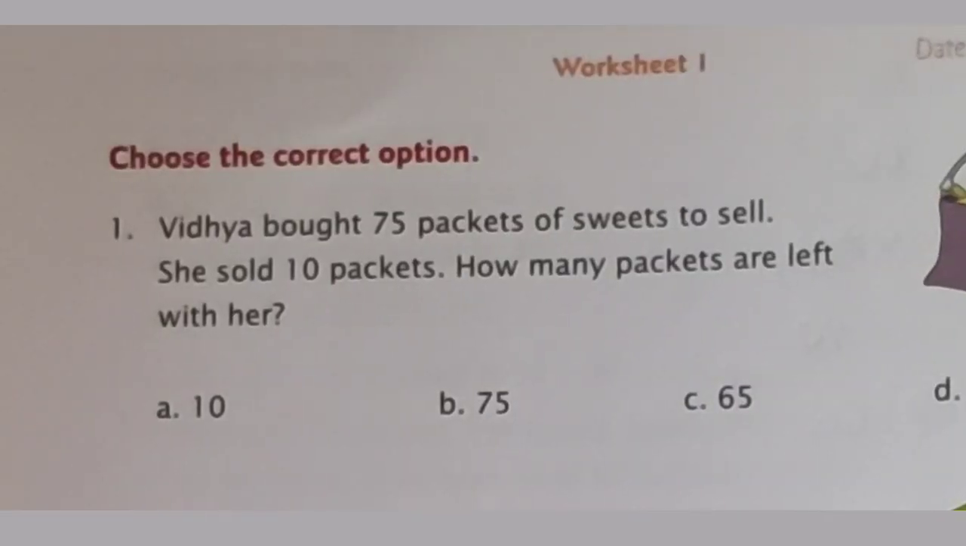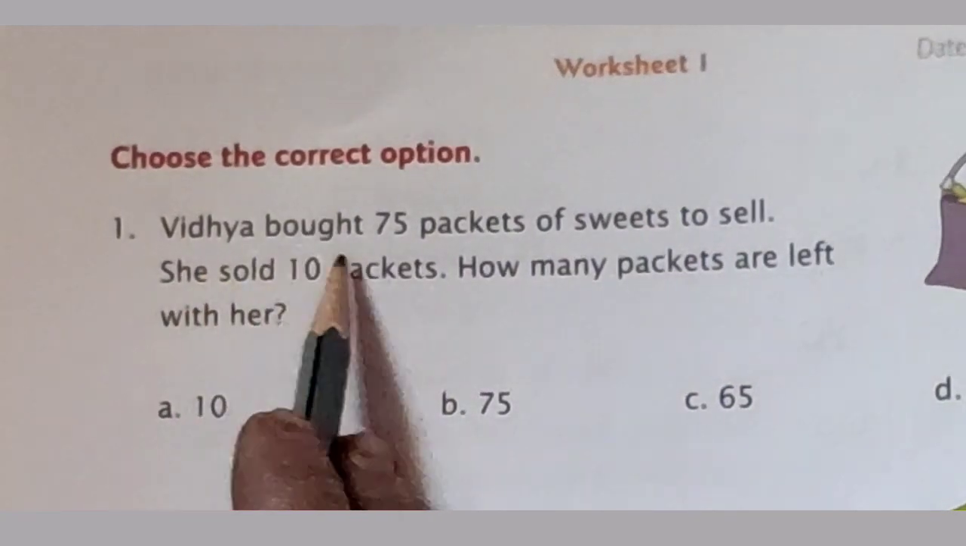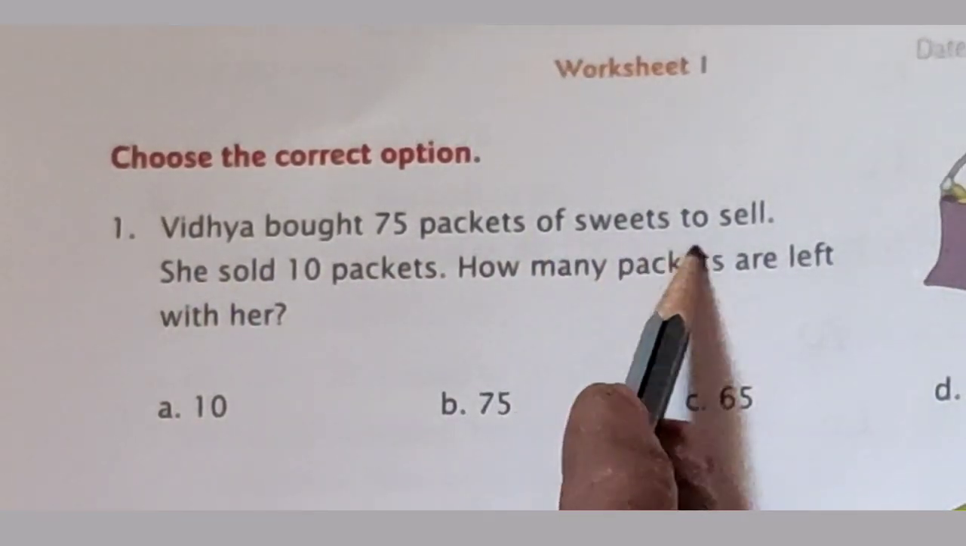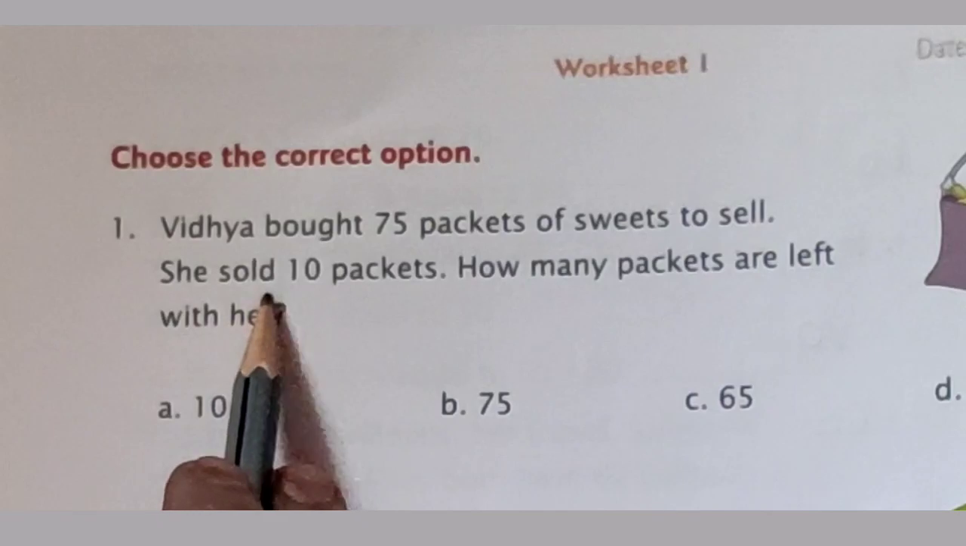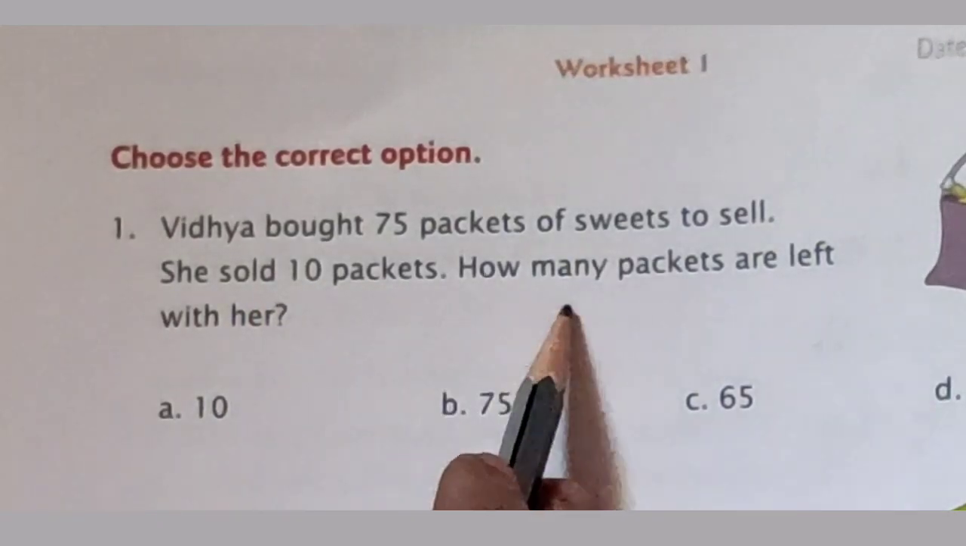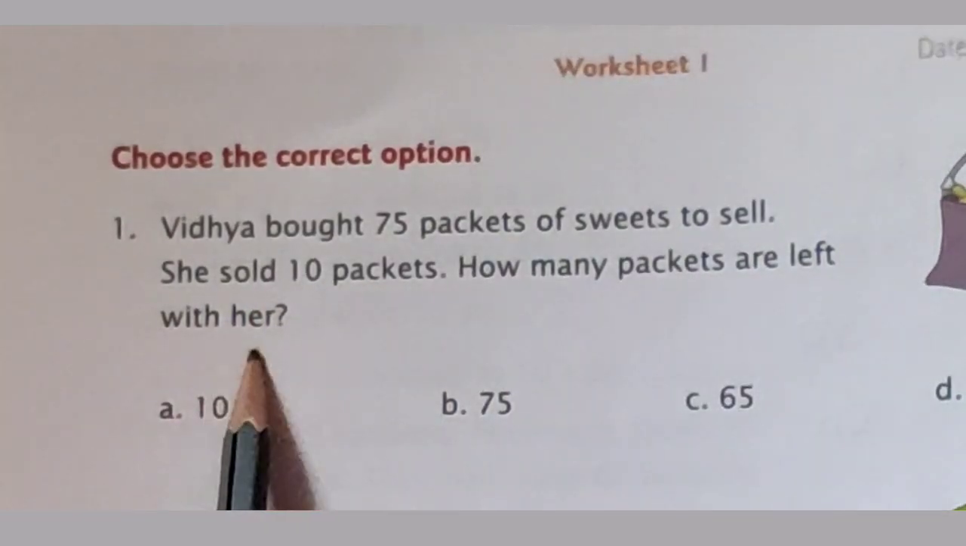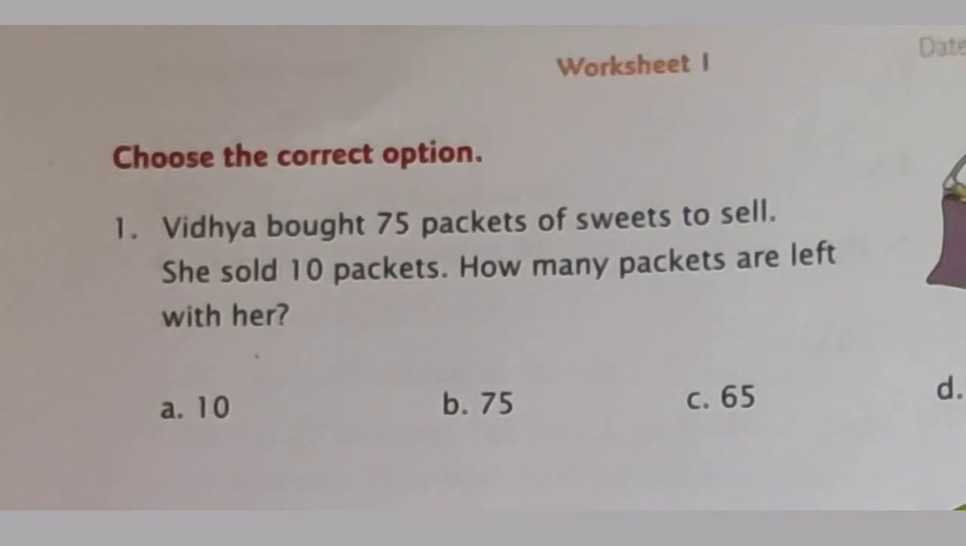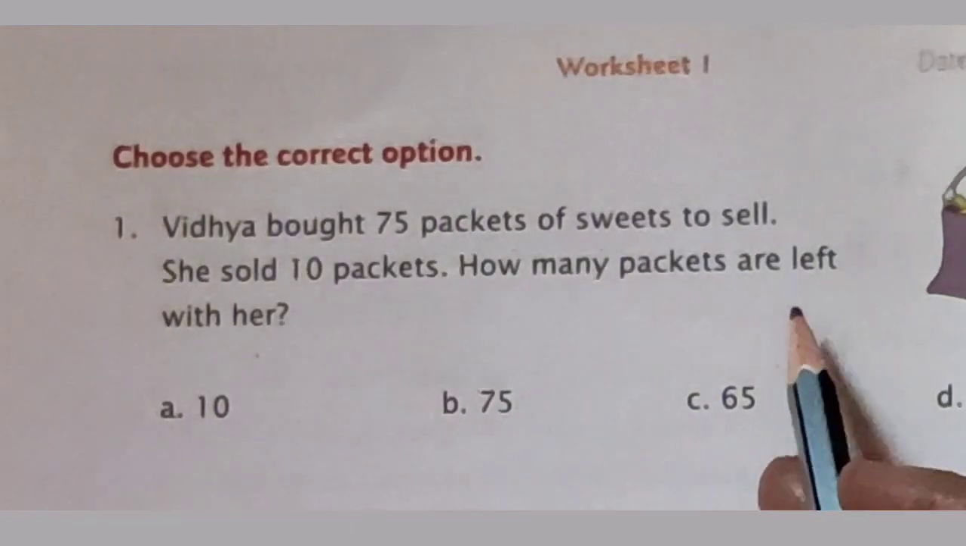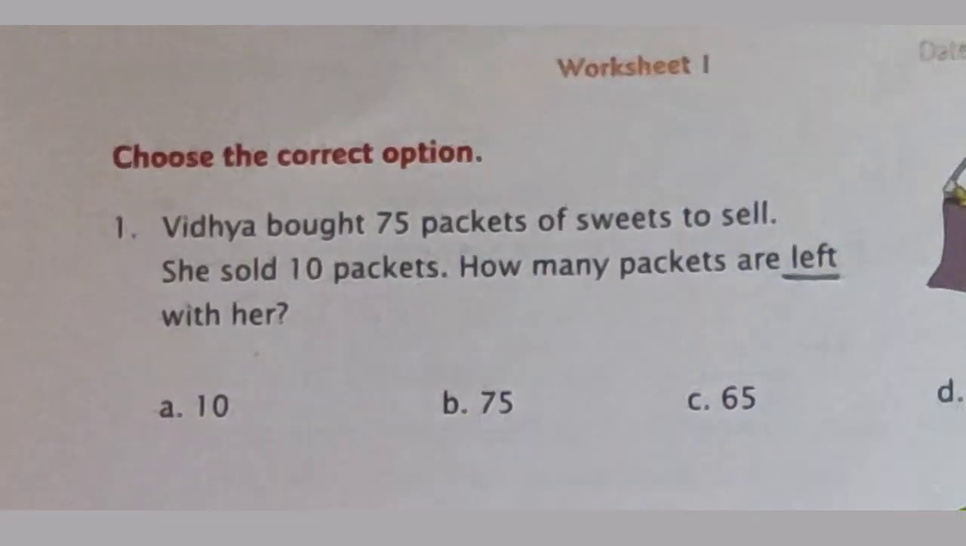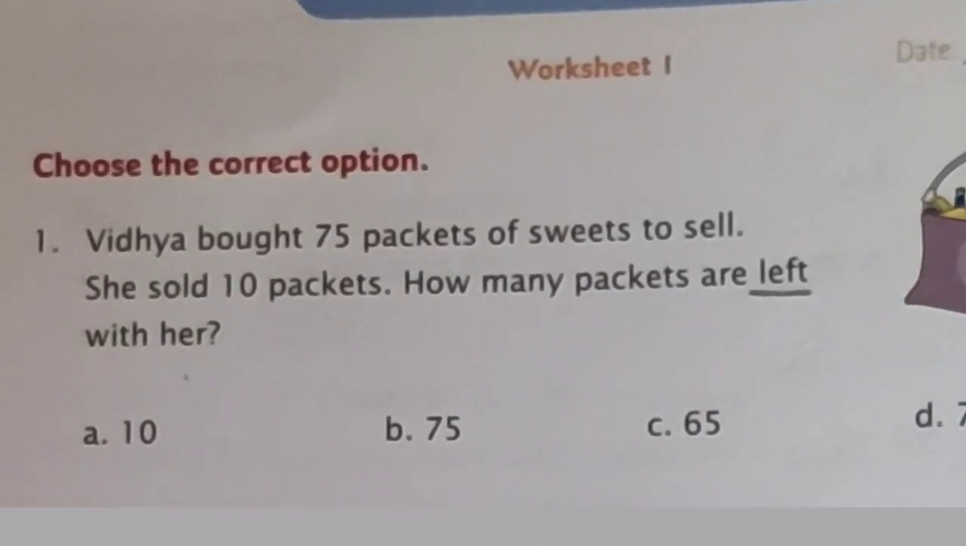Now, let me read the first question for you. Vidya bought 75 packets of sweets to sell. She sold 10 packets. How many packets are left with her? Now here Vidya bought 75 packets of sweets to sell, but she sold only 10 packets. How many packets are left? Now underline left. The meaning of left is we have to do subtraction. So do this sum mentally, children.